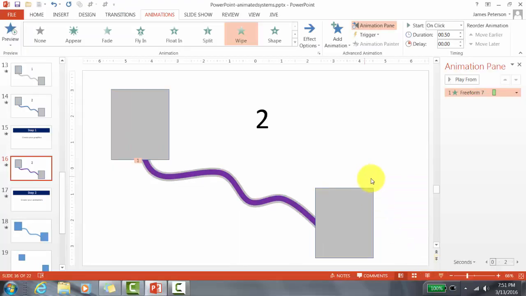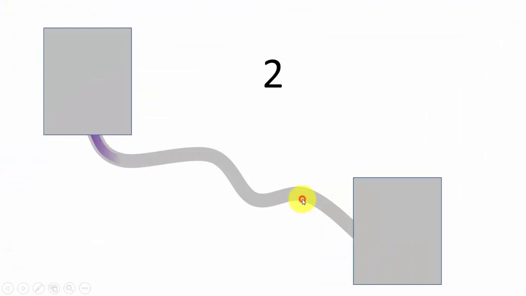Now if that's too fast, I can slow it down. I can click on this and I can adjust the speed. So I'm going to adjust the speed to 1.5 seconds. And so now you can see it slowly flowing.